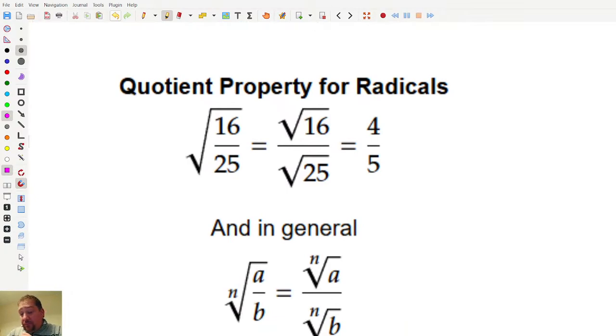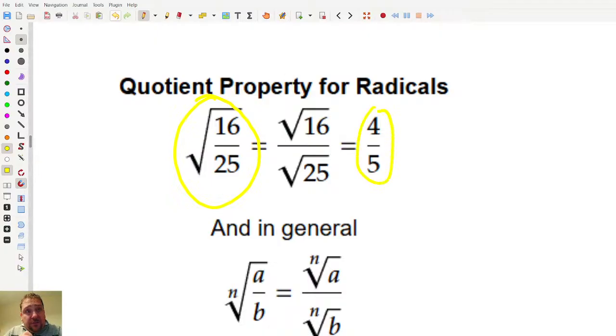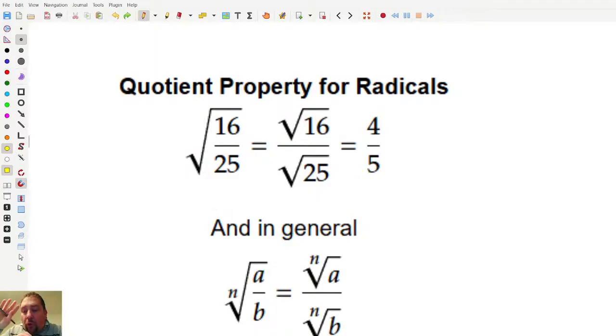Here's an example. The square root of 16 divided by 25. Notice that, to show you what I wrote here, what times itself makes 16 over 25? And the answer is 4/5, right? So notice that's the answer. Also, notice there's an intermediate step.